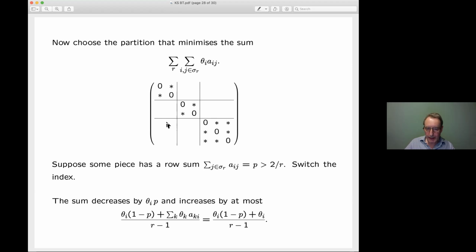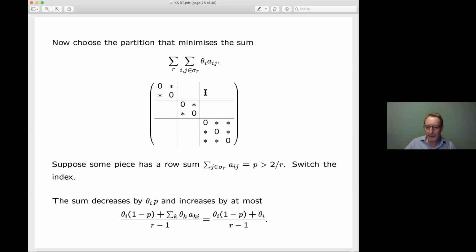I'm going to switch the index exactly as before, and compute how much I gain and how much I lose. The sum decreases by theta i times p, where p is the row sum, multiplied by theta i because that's the row in which it appears. And it increases by, at most, what's in here, which as before is 1 minus p, weighted with theta i, divided by r minus 1. But then it can also increase by what happens in this column. Once I switch this into a different piece, I get the contribution from this column. And now I don't know what this contribution is. In the symmetric case, it's the same as what I had in the row, but here I don't know what it is.